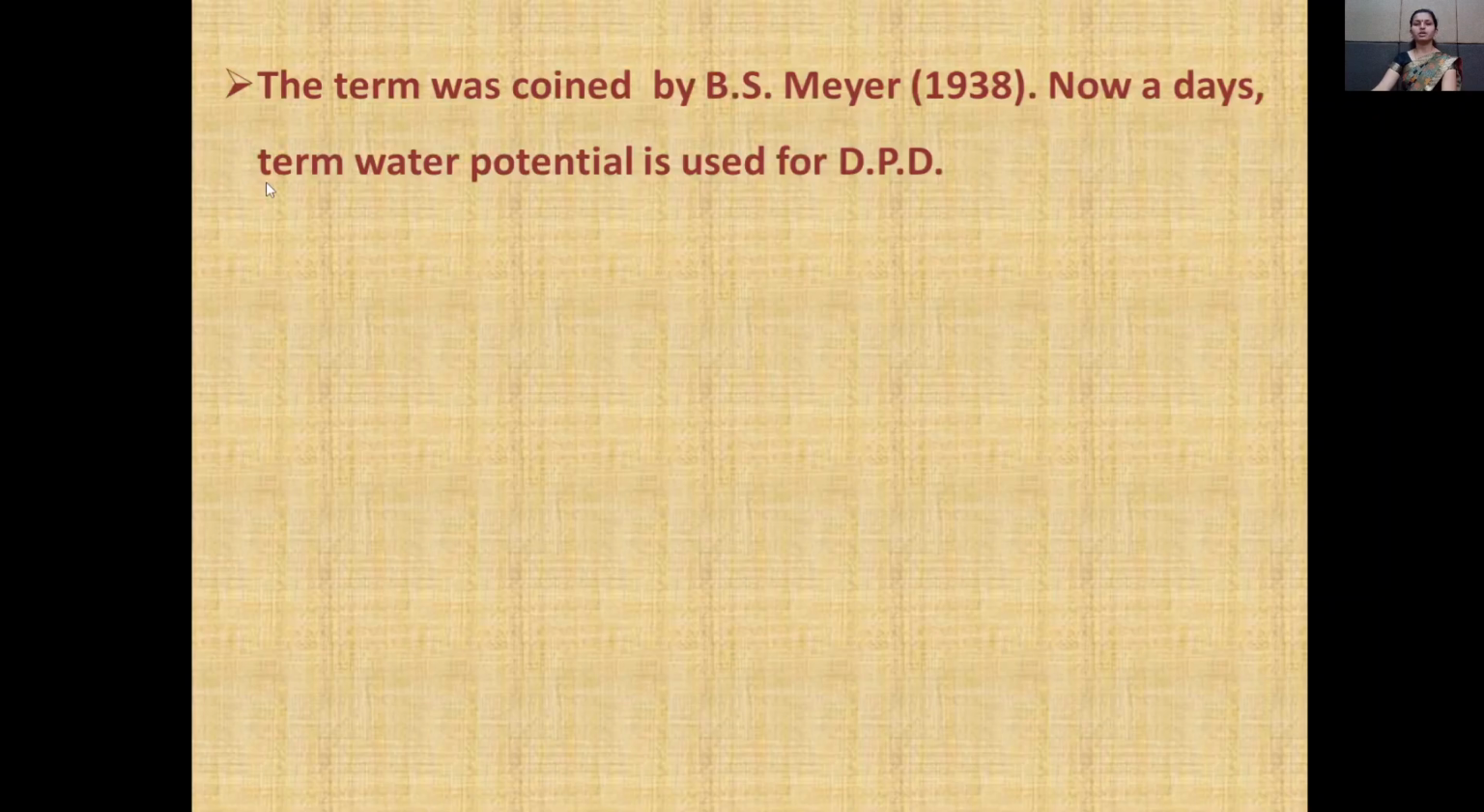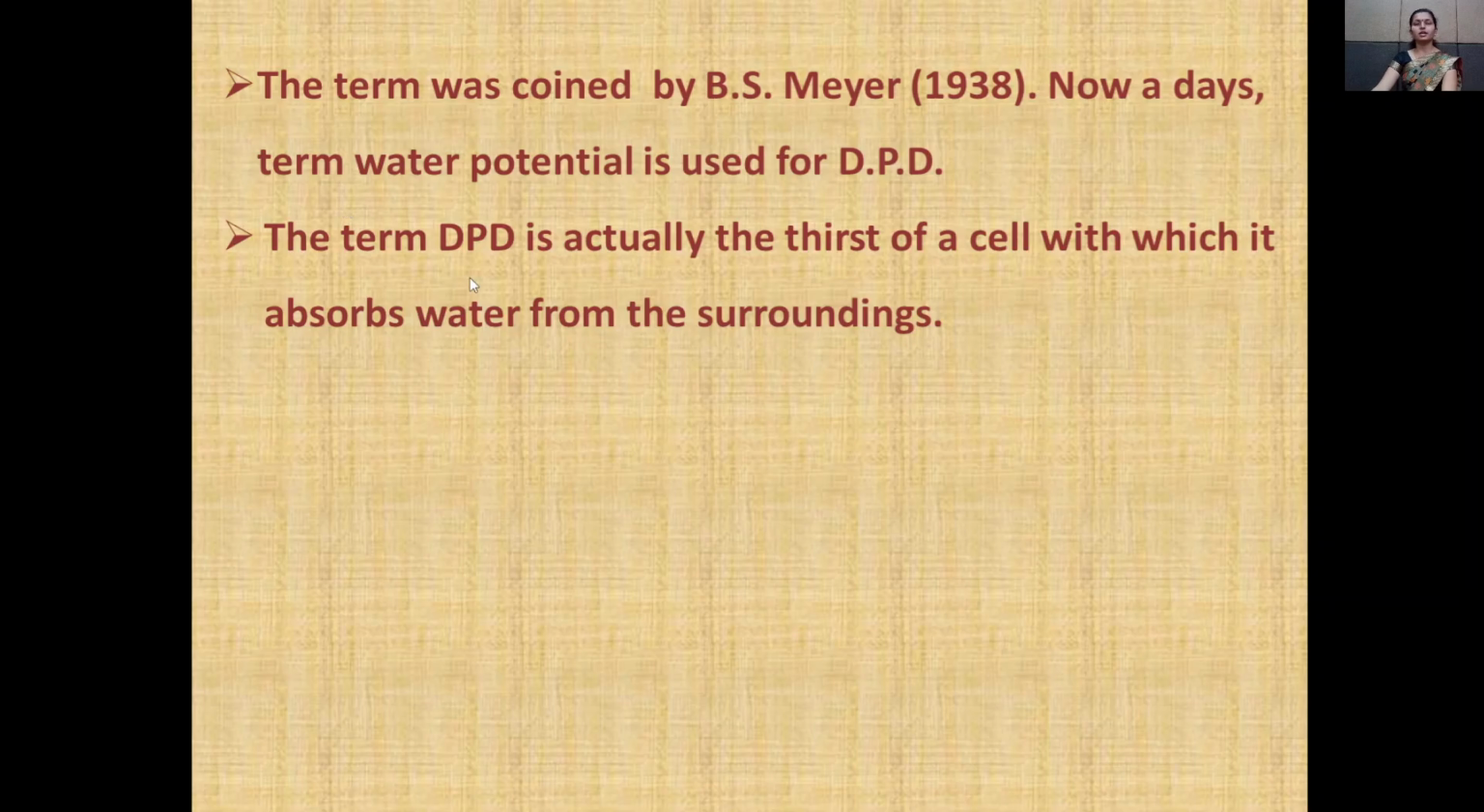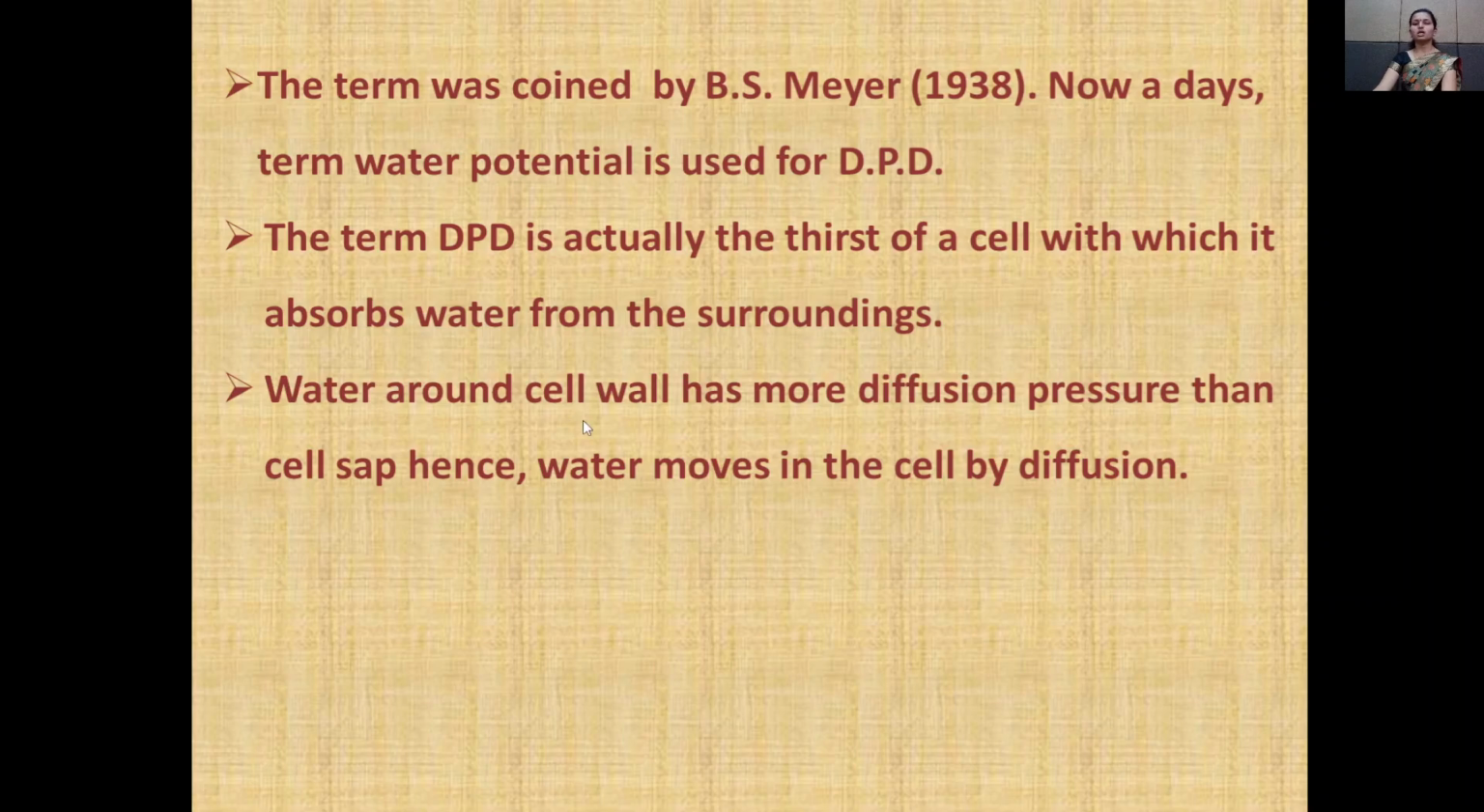The term was first coined by B.S. Mayer in 1938. Nowadays, the term water potential is used for DPD. Diffusion pressure deficit, now we call water potential. The term DPD is actually the thirst of the cell with which it absorbs water from the surroundings. Water around the cell wall has more diffusion pressure than cell sap, hence water moves into the cell by diffusion.